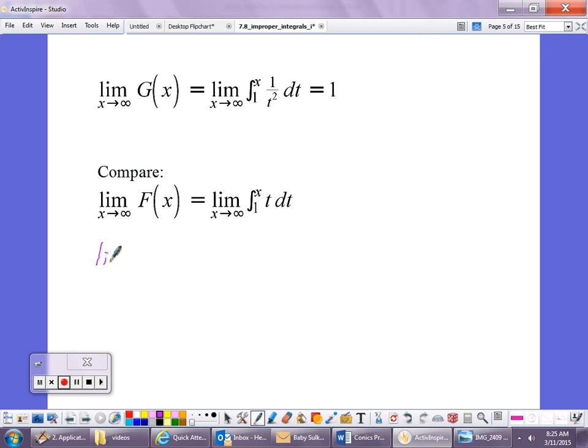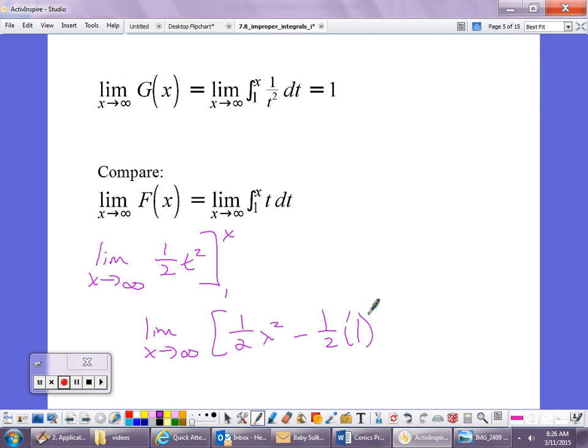Well, what happens? We get the limit as x goes to infinity of the integral from 1 to x of t. So the antiderivative of t is going to be 1/2 t squared, and we're going from 1 to x again. And when we do that, we'd say 1/2 x squared minus 1/2 times 1 squared.